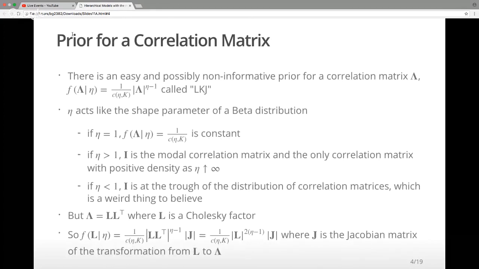Questions about the LKJ distribution for correlation matrices?